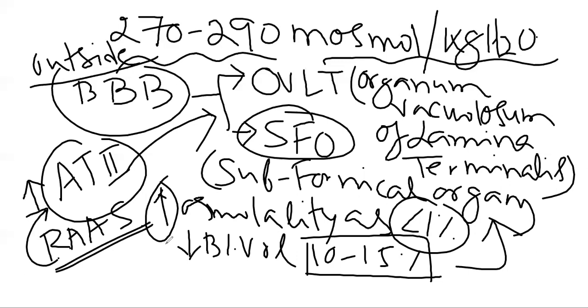this osmoregulator, after sensing a minimum increase in the osmolarity of less than 1%, or a decrease in the total body water or blood volume of at least 10 to 15%, this thirst center and osmo organum vacuolosum of lamina terminalis actually stimulate the magnocellular cells of the supraoptic and paraventricular nucleus of the hypothalamus.